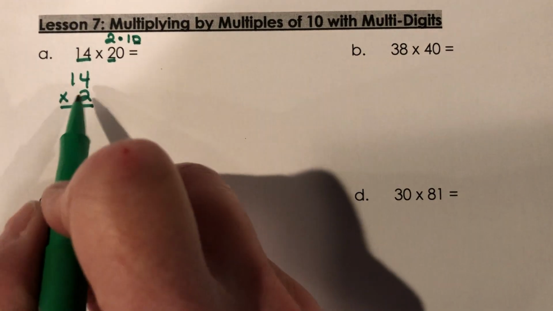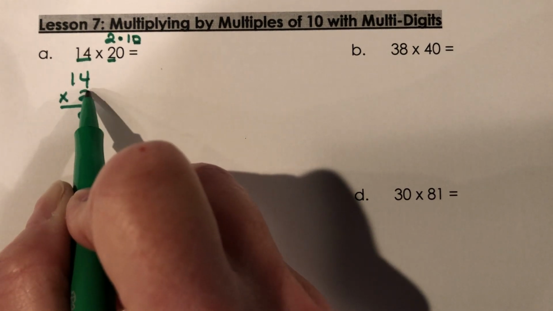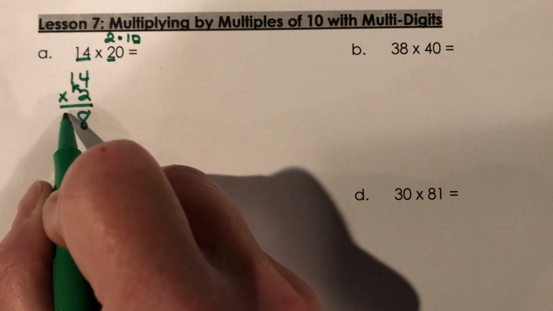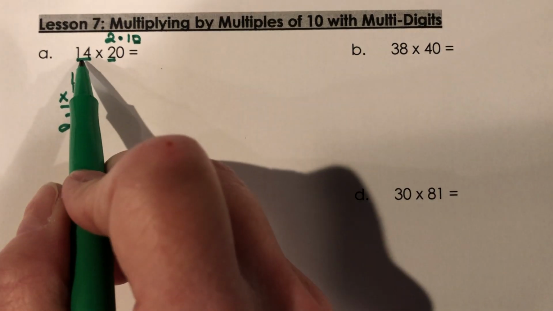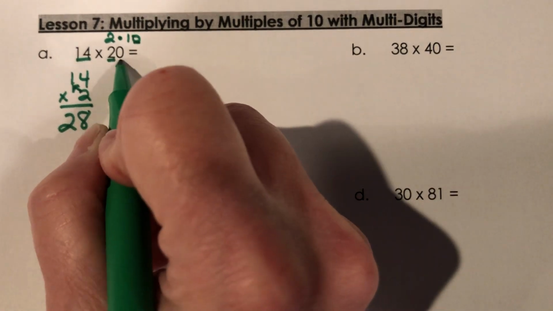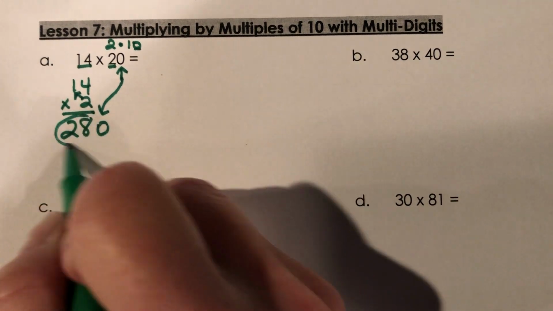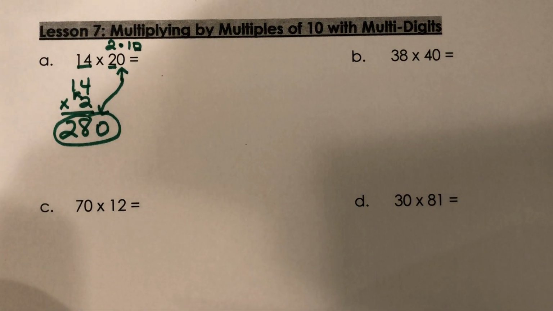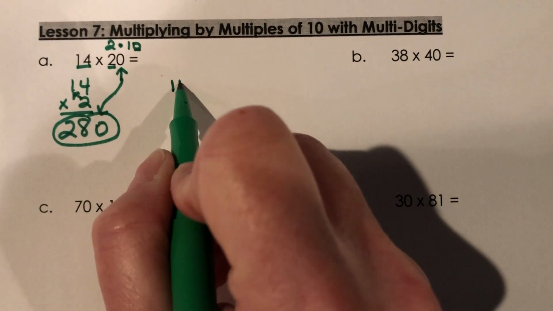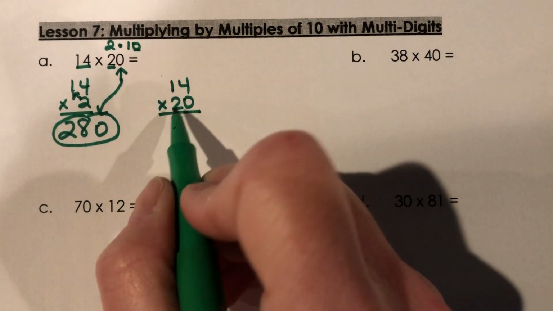And you learned yesterday that, okay, I can multiply my ones place. 2 times 4 is 8. And then I need to multiply that 2 by the tens place, and 2 times 1 is 2. So if I know now that 14 times 2 is 28, that would mean that 14 times 20 is 280, okay?